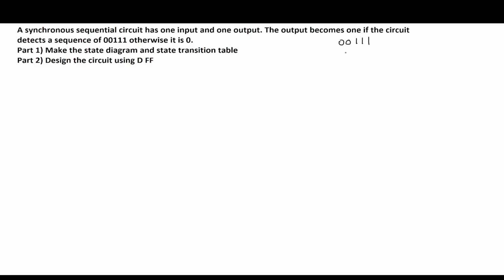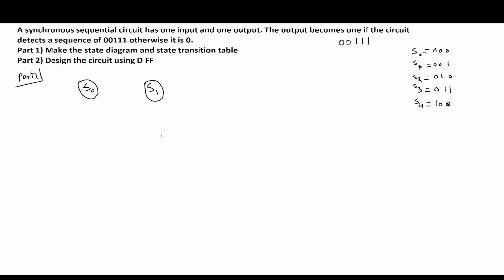As we mentioned, we have 5 states. Let's call them S0, S1, S2, S3, and S4. Let's assign the 3 bits: for S0, 0, 0, 0; for S1, 0, 0, 1; for S2, 0, 1, 0; for S3, 0, 1, 1; and for S4, 1, 0, 0. So let's start with part 1. We have S0, S1, S2, S3, and S4.